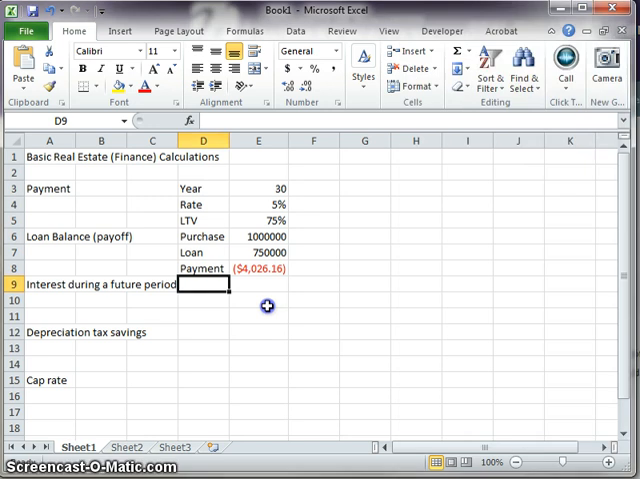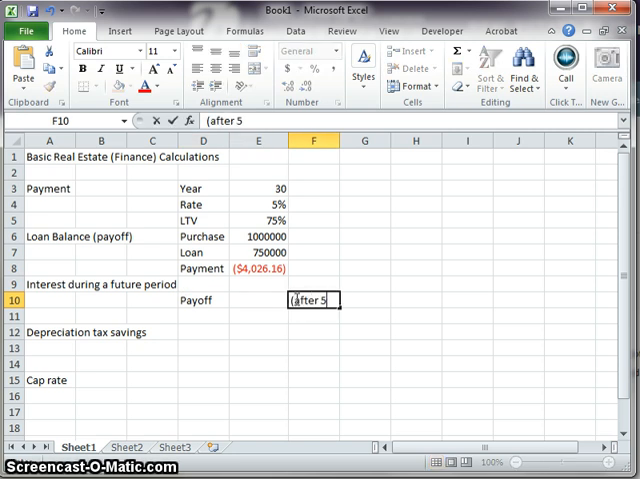And now we're going to figure out what our payoff is. Let's say that we want to know what the payoff is of the loan after 5 years. So payoff, this would be the balance as well, and let's just say that here we'll put after 5 years, and that's going to be after 60 payments. So 5 times 12 is 60. So after our 60th payment, what is going to be the payoff of our loan?